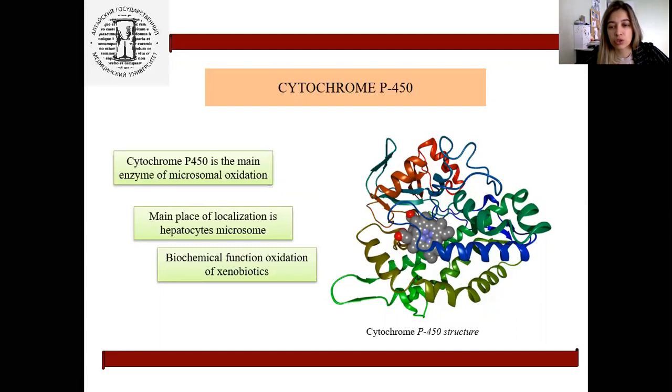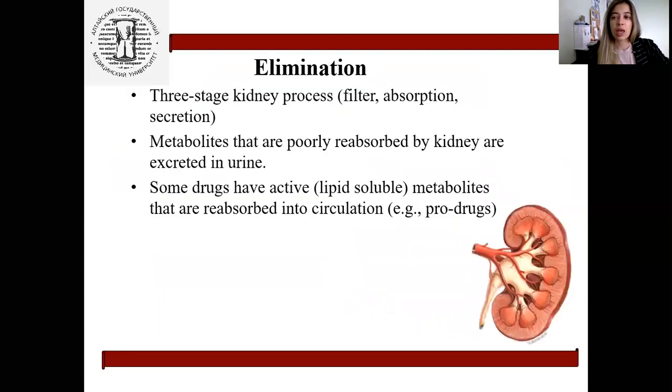Also, one very important structure in our body which makes some biotransformation is cytochrome P450. This is the enzyme, especially in the liver, but not only. And this is the main enzyme of microsomal oxidation. Its main place of localization is hepatocytes, I already told you, in the liver, yes, and its biochemical function is oxidation. After all this happened, the drug goes for elimination, and the main elimination is in the kidney. In the kidney, filtration, absorption, and secretion happen, and then metabolites, which are poorly absorbed in kidneys, are excreted in the urine.